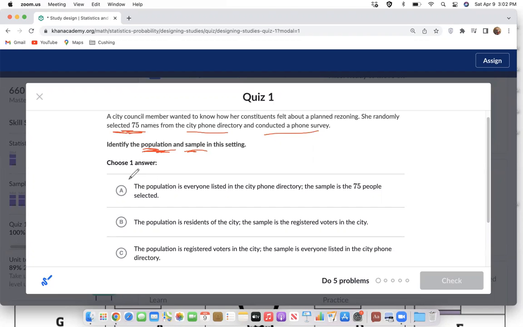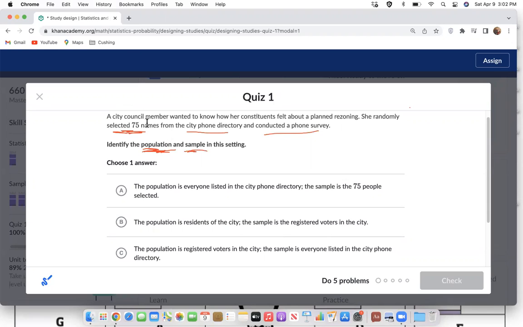So let's read the answer choices. Answer A, the population is everyone listed in the phone directory. I like that. And the sample is the 75 selected. So I think that's going to be correct. B says the population is residents of the city. The sample is the registered voters. So I think the sample is the very clear one that's off here.